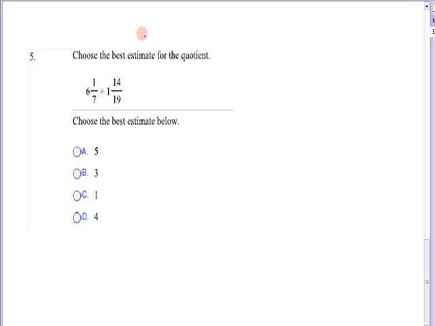Okay, in the last problem, we're supposed to find an estimate for the quotient. All right, when I estimate, I look at the fraction part. 1 out of 7 is less than half, so I'll leave that as 6. 14 out of 19 is more than half, so I'll bump that up. So I'm going to get an estimate by taking 6 divided by 2. And 6 divided by 2 is 3. And that's all I have to do. So I don't have to do the actual one.